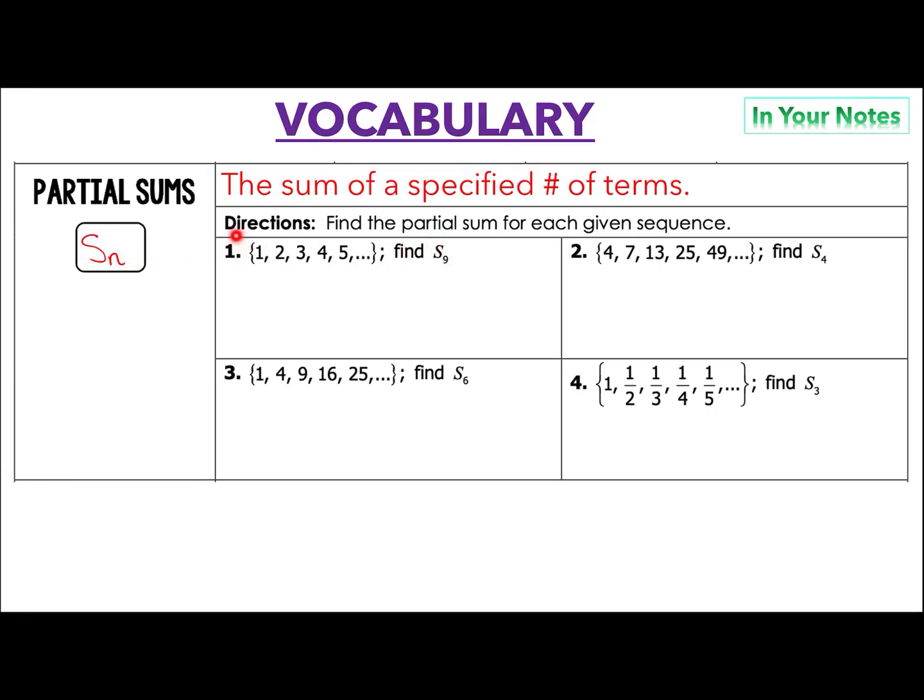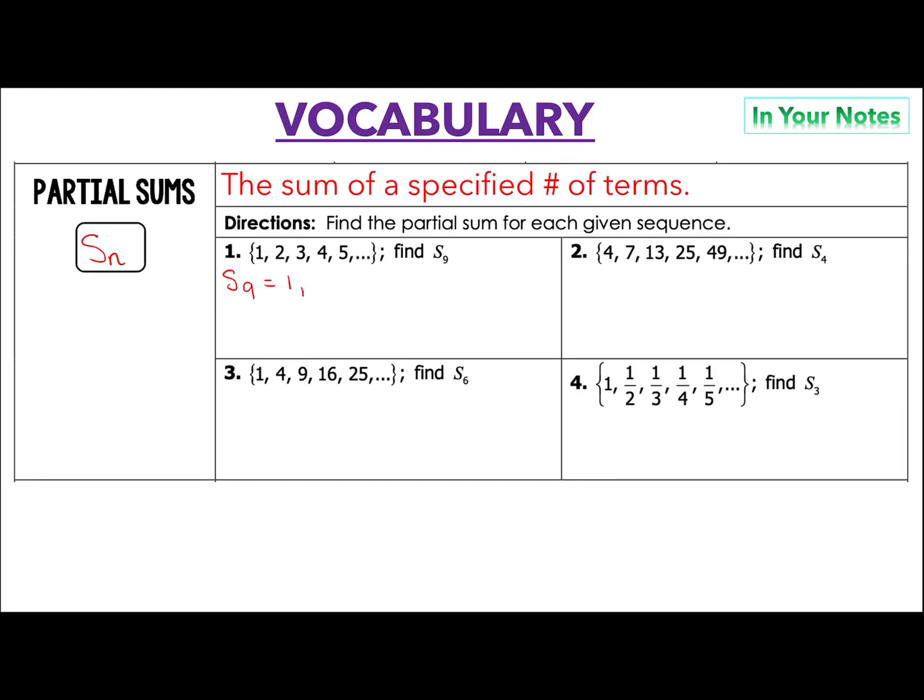So this example 1, it says find the partial sums for each given sequence. So for number 1, it's asking us to find S sub 9. So it's saying find the sum of the first 9 terms. So what I'm going to do is write down S sub 9 is equal to, well, let's write down what they gave us so far.